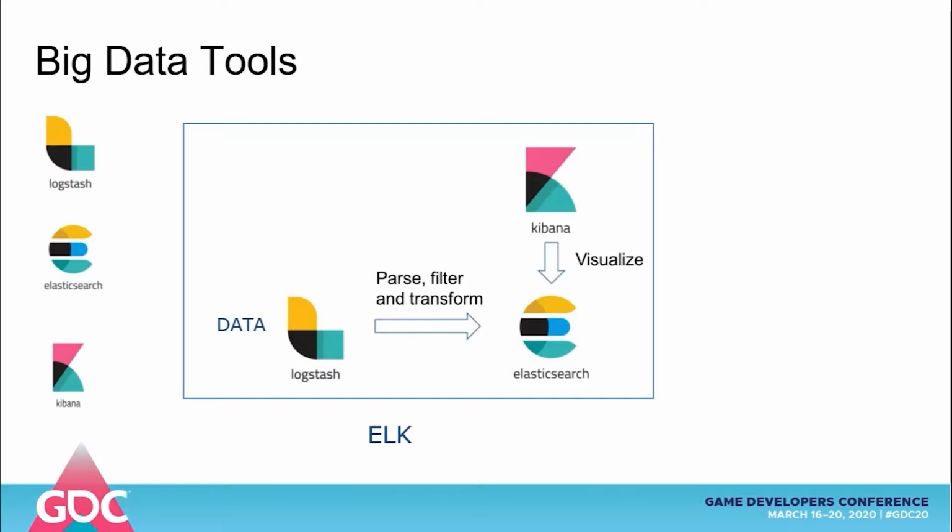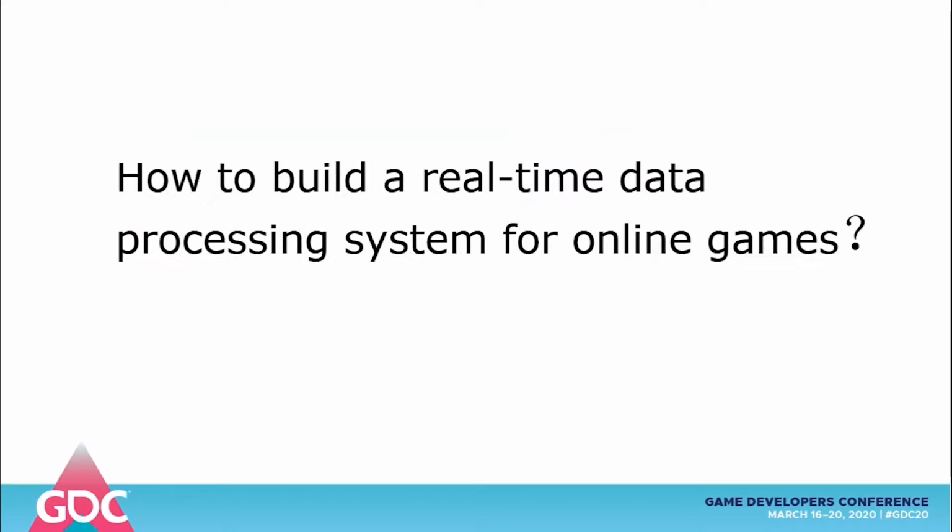Logstash collects, passes, and filters the data and then sends them to Elasticsearch for indexing. Elasticsearch is used to index, store, and extract your data. Kibana allows you to visualize your data stored in Elasticsearch, helping with data searching and data analysis. By far, we have had an overview of the big data tools. So now, let's begin our first topic. How to build a real-time data processing system for online games.